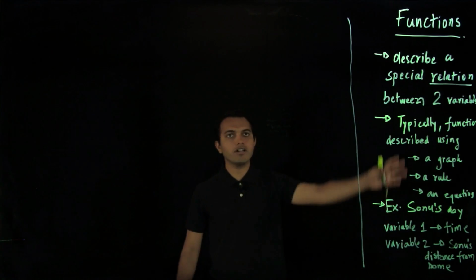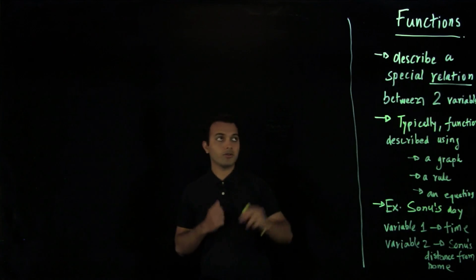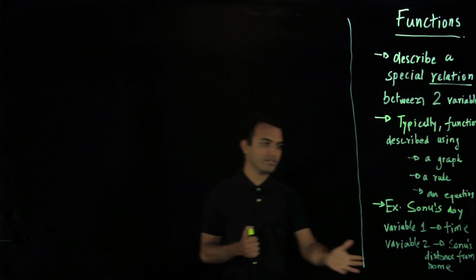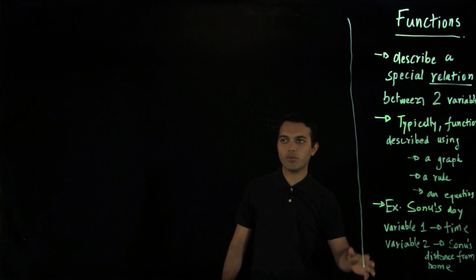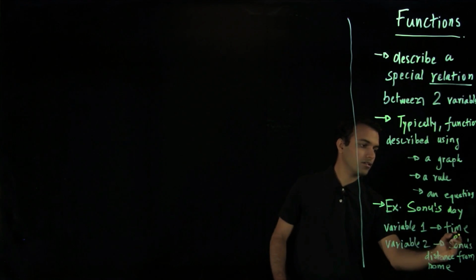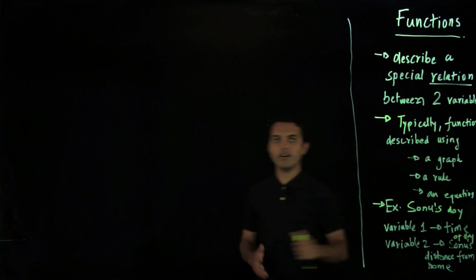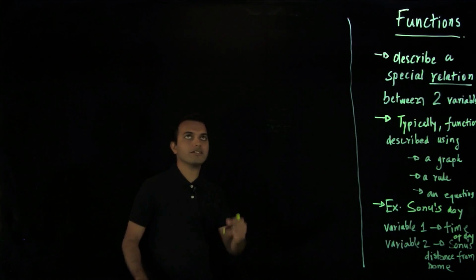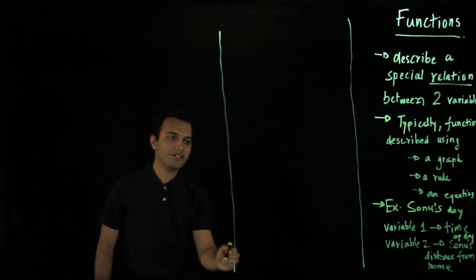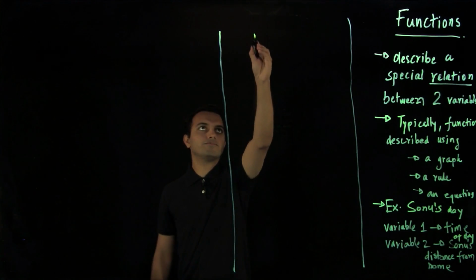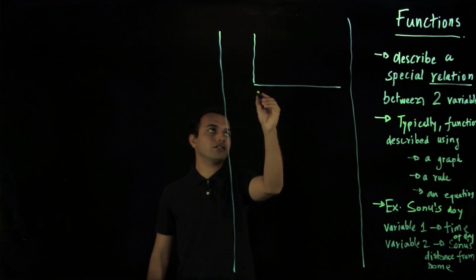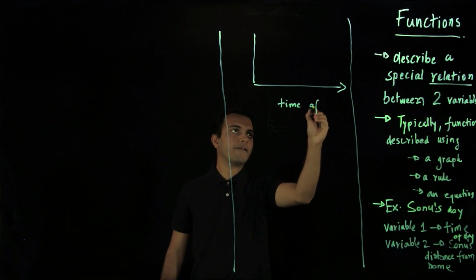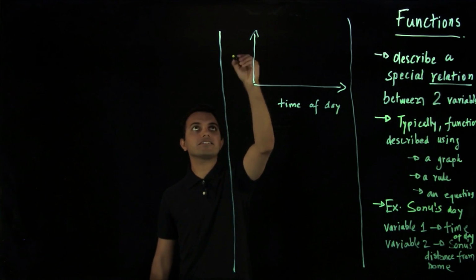Now let's go to our first definition that we wrote. So the first description for a function is a special relation between two variables, and here what we have are two variables of interest. One is time of the day and the other is how far Sonu is from his home. So let's try to make a plot for a typical day. I'll try to remember how my school days were and make a plot based on that. So on the x-axis, I'll draw time of day, and on the y-axis, I'll draw distance from home.